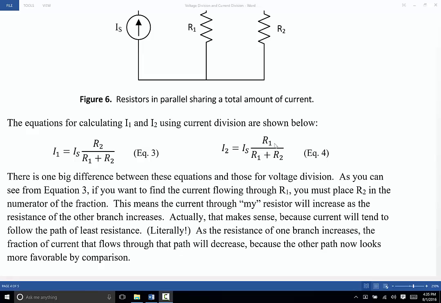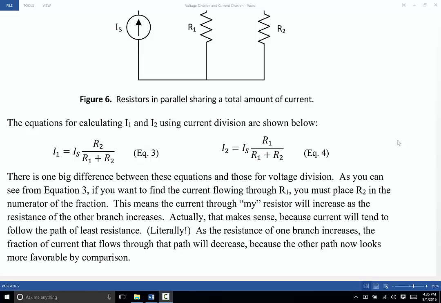You might ask yourself, why is that? Remember that phrase that something follows the path of least resistance? Well, you know what follows the path of least resistance literally is current. Current will go through a path if it has lower resistance. And if it has higher resistance, it will tend not to go through that path.